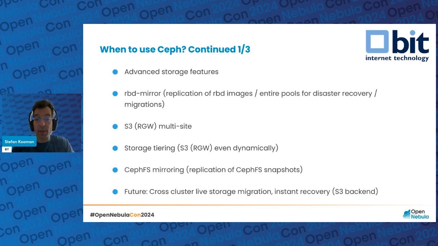CephFS, the shared file system of Ceph, has mirroring capabilities as well, using snapshots. So you can also use that for disaster recovery. And in the future, you will even be able to do cross-cluster live storage migrations that can help you in load balancing clusters and performance improvements, and have instant recovery of virtual machines in case you need it from an S3 backend.